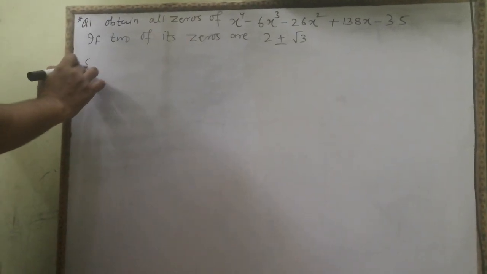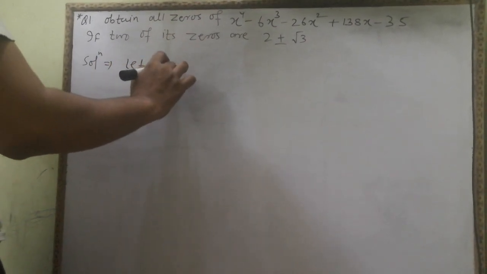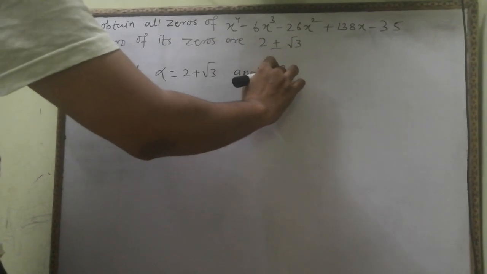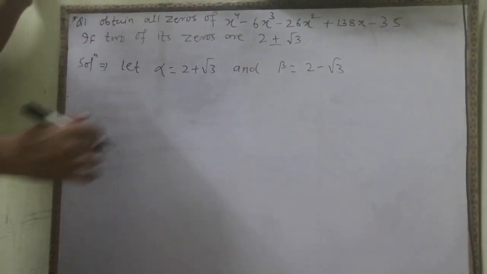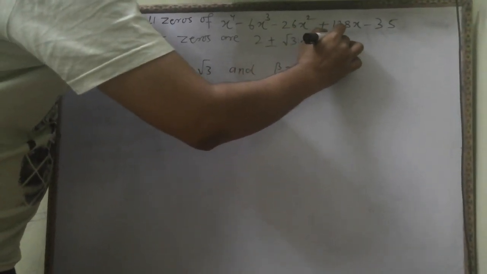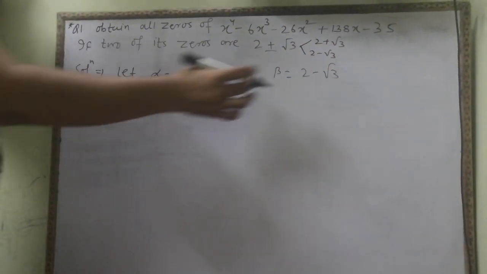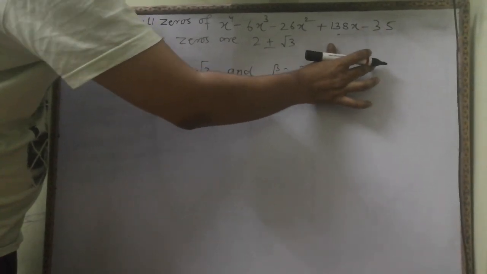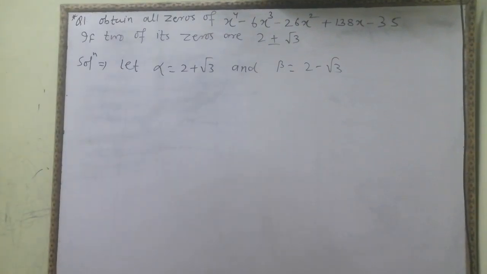Okay, take one value as alpha: let alpha is equal to 2 plus root 3 and beta is equal to 2 minus root 3. Here plus minus is written, so here two values are given. One we will call 2 plus root 3, another we will call 2 minus root 3. Don't confuse, it is a mathematical term. We will write both in one form, 2 plus minus root 3.